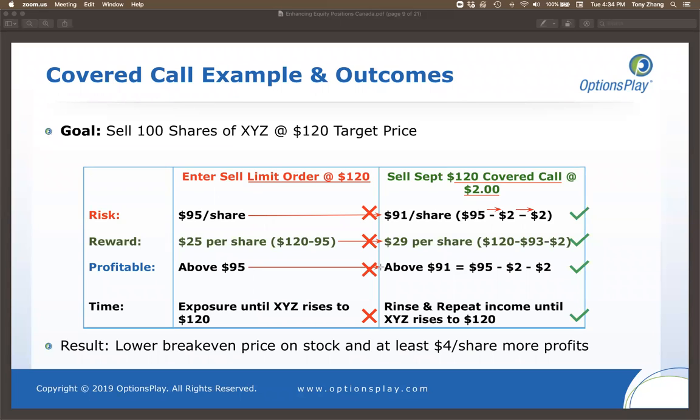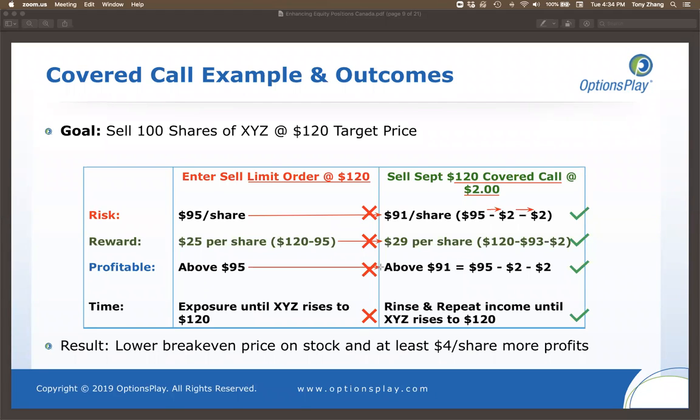And lastly, with the limit order, I maintain exposure in stock XYZ until it rises to 120, at which point my limit order is filled and I no longer own XYZ stock. However, when I sell a covered call, I can continuously generate income until the stock rises up to 120. So if it takes a year for that to happen, I can generate income over the next year on this cash that I've put aside to purchase the stock.